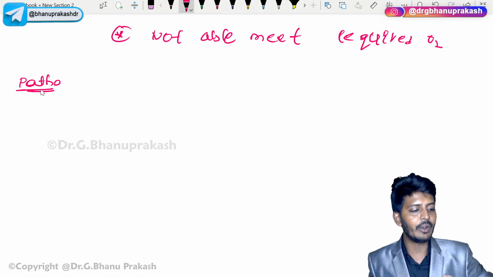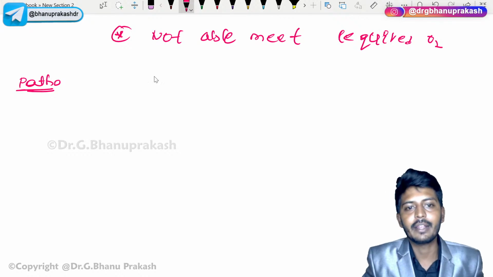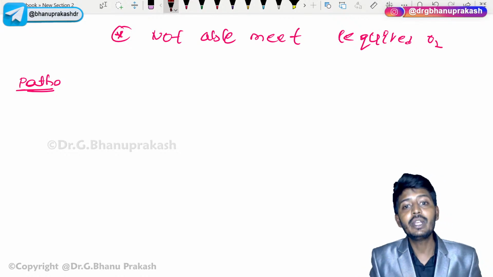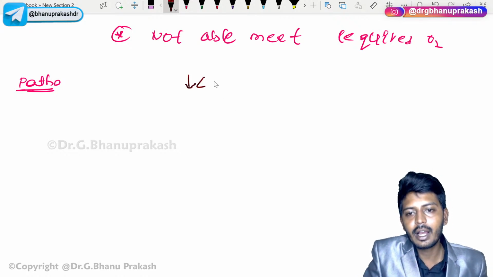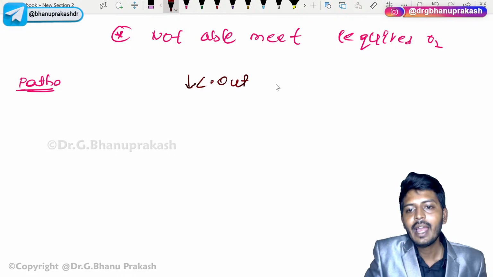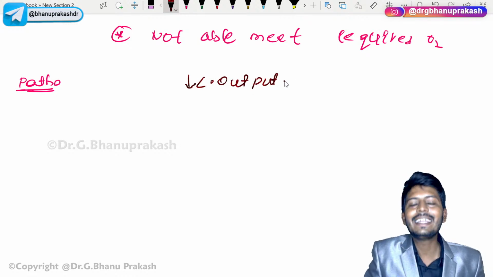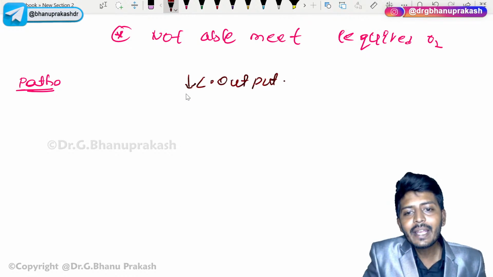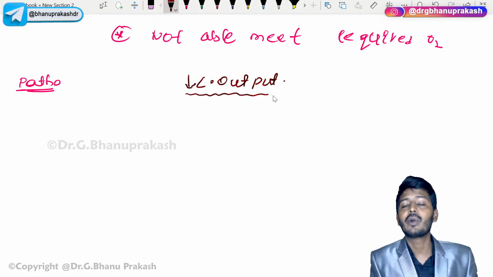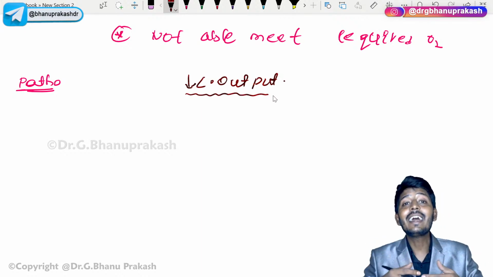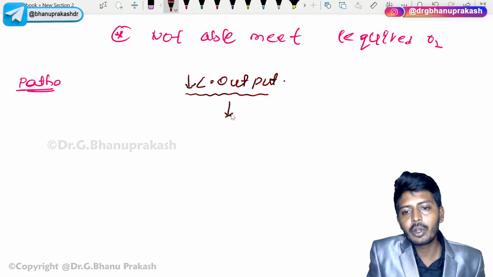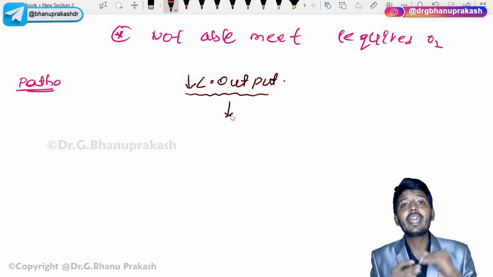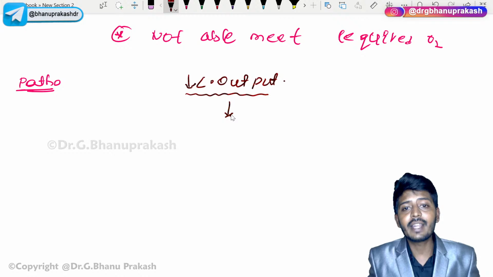In this particular aspect, my dear students, in the pathogenesis you need to understand first and most importantly that there is a decrease of cardiac output. If there is a decrease of cardiac output, that will trigger a cascade of changes in the body. Now I want you to understand what will happen. Cardiac output is reduced. If cardiac output is reduced, what will happen?